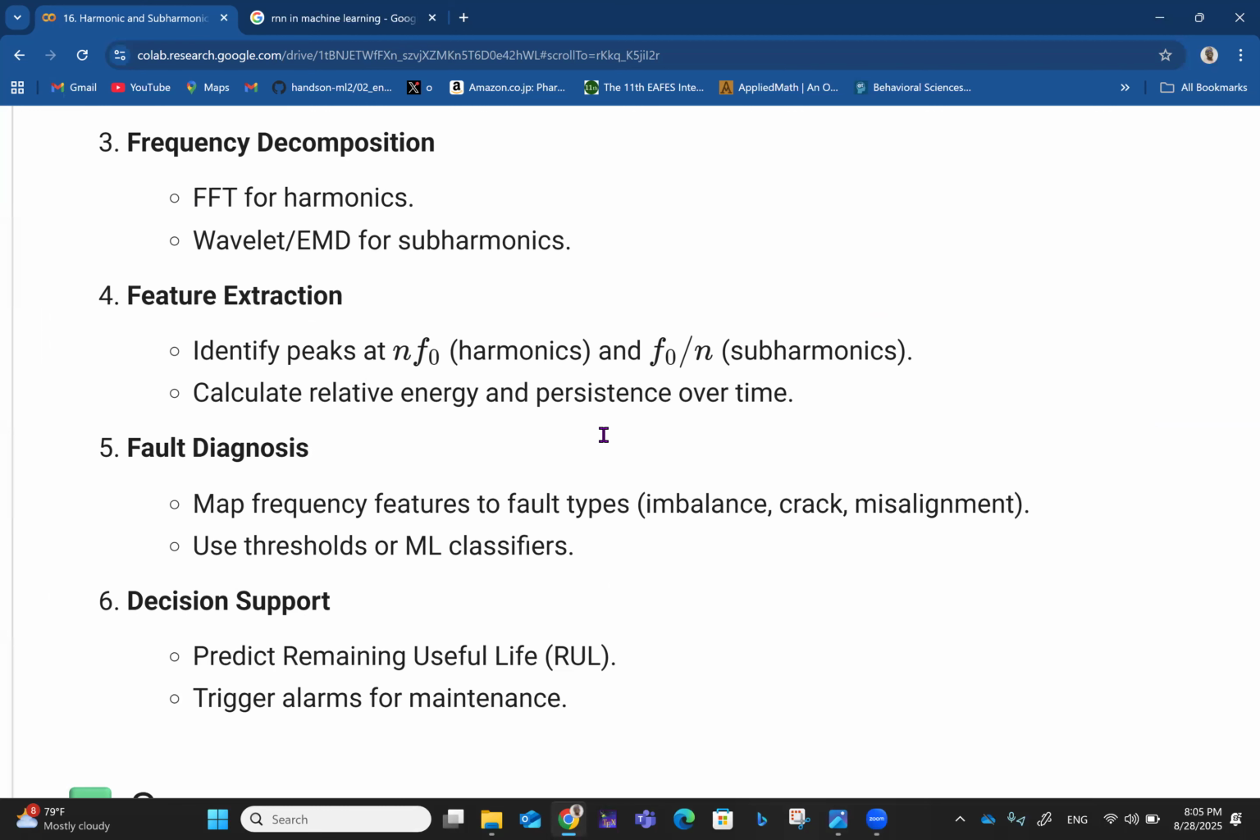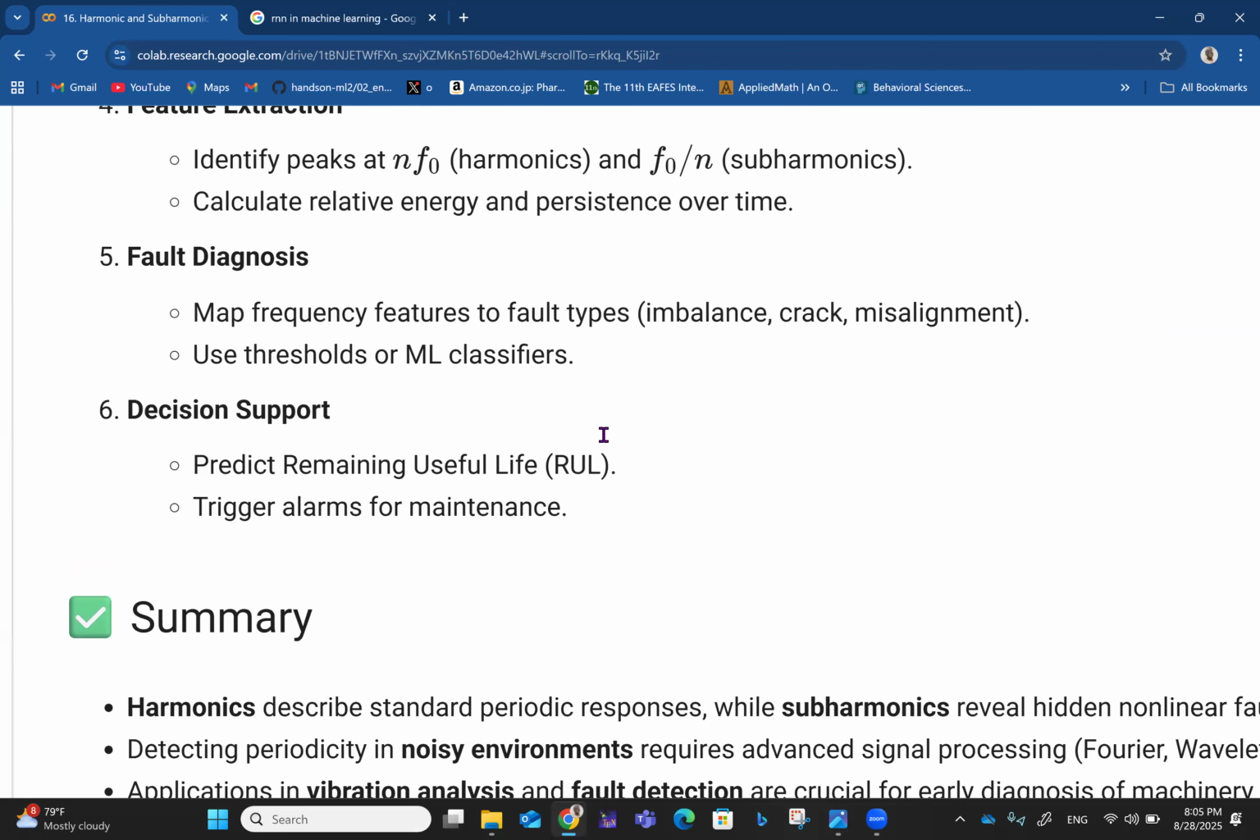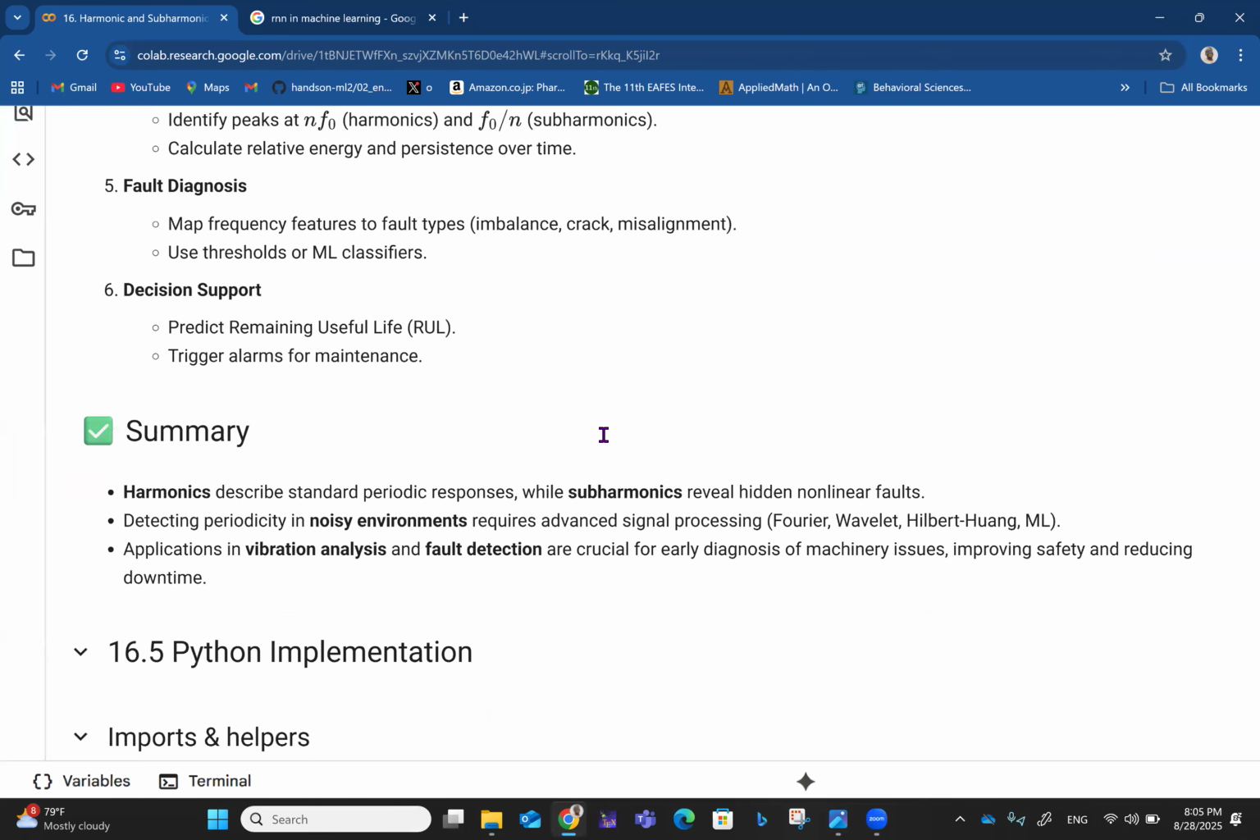Then we can also have decision support, where we predict the remaining useful life of a machine, for instance, or we can have triggers for maintenance alarms. So once a particular kind of thing is going on in the machinery, you can have a trigger to say, oh, something needs to be fixed or something needs to be changed.